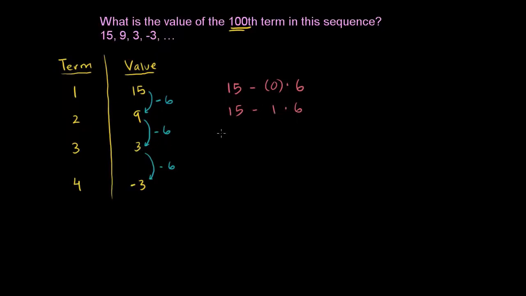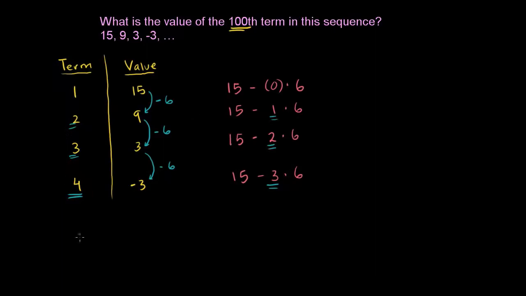Now the third term is 15 minus 2 times 6. We're subtracting a 6 twice. What's the fourth term? It's 15, and we're subtracting the 6 three times, so minus 3 times 6. If you see the pattern here, for the fourth term we have a 3, for the third term we have a 2, and for the second term we have a 1.